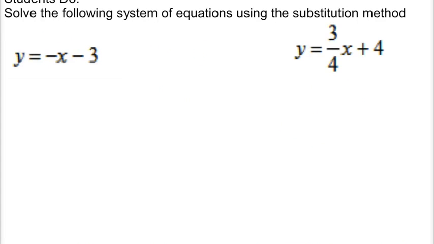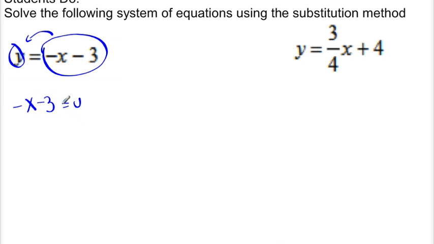Okay, so this is a second students do, and we'll approach this a little bit in a different way, but the ideas are very similar. They're basically the same ideas. Now I'm going to rewrite this equation, and I'm going to switch this side with this side. I'm just going to switch them, and because they're equal, they can be switched pretty easily. Negative x minus 3 is equal to y. They're the same.